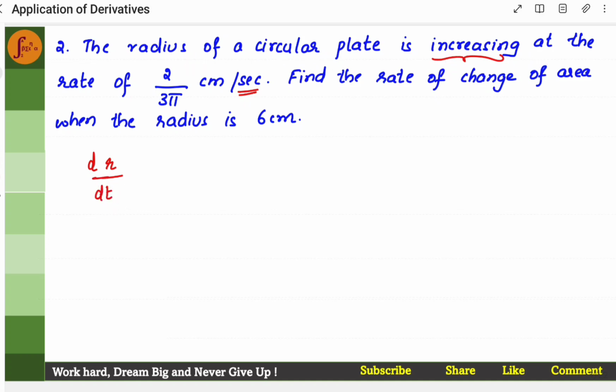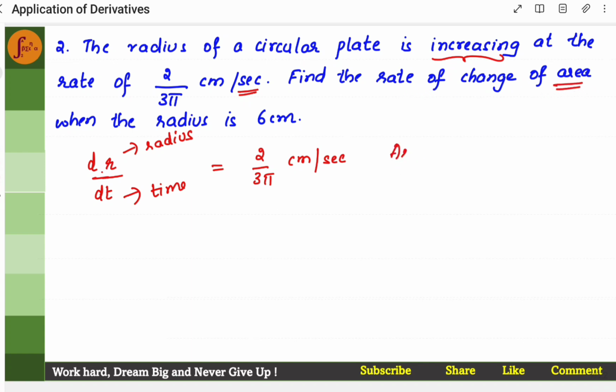Radius is increasing at this particular rate. So dr by dt, this is radius increasing with respect to time. And what is dr by dt? 2 by 3 pi centimeter per second. Now what next? Find the rate of change of area. You have to find the rate of change of area.